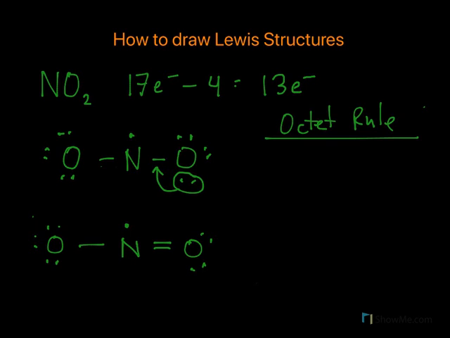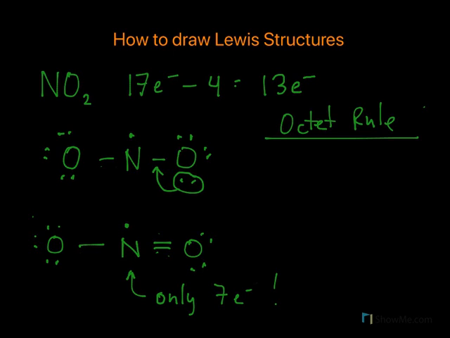Again, let's see if the octet rule is still being followed. This oxygen has 8 electrons around it: 1, 2, 3, 4, 5, 6, 7, 8. This oxygen has 1, 2, 3, 4, 5, 6, 7, 8 electrons around it. And now nitrogen. Nitrogen here has 1, 2, 3, 4, 5, 6, 7. So the nitrogen is not following the octet rule.